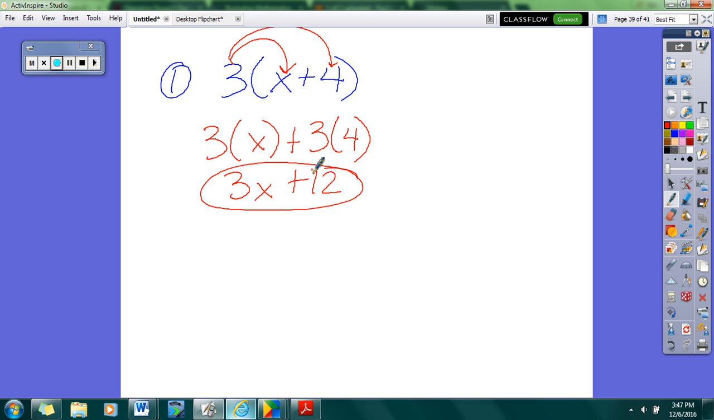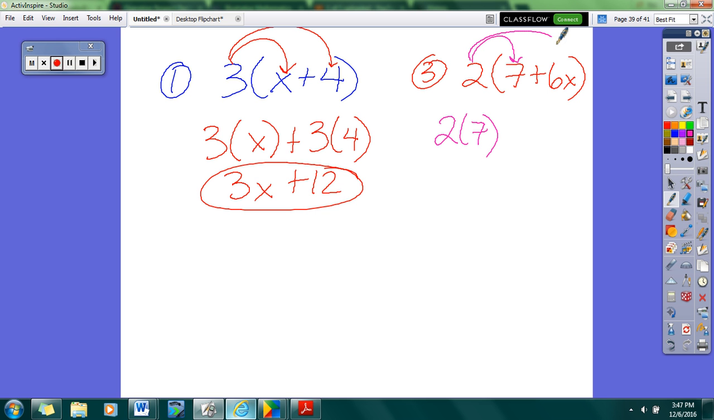Let's take a look at number 3. Number 3 says 2 times 7 plus 6x. So I'm going to take the 2 and distribute it to the 7 to get 2 times 7. And then I'm going to take the 2 again and distribute it to the 6x, and I'm going to get 2 times 6x. I'm left with 2 times 7 is 14, and 2 times 6x. So that's saying I have 6x plus 6x is going to be 12x's. That's my simplest form, and I'm going to leave it just like that.